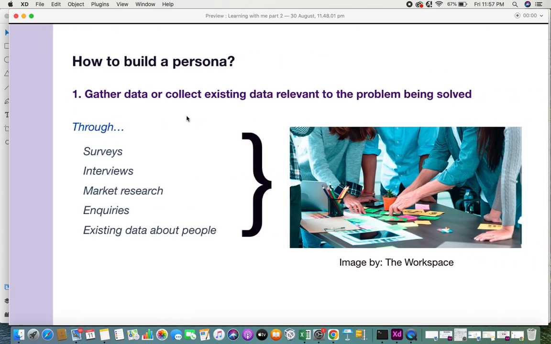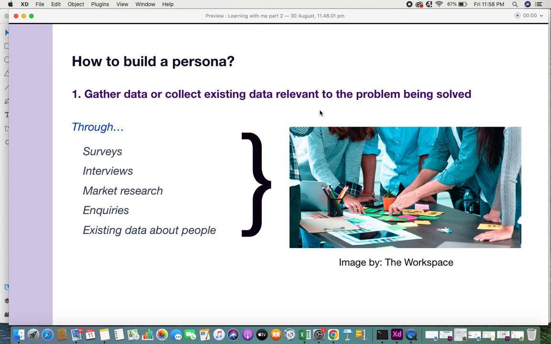Okay, so to build a persona, at the very beginning, you need to first understand what problem you are solving. And when you understand the problem that you need to solve, the first step is to gather data or collect existing data which is relevant to the problem that is being solved. Now you can either gather fresh data, or if you have existing data, you can make use of that.